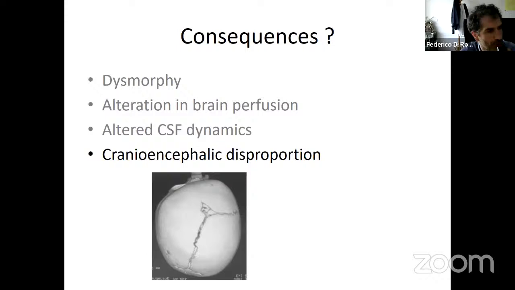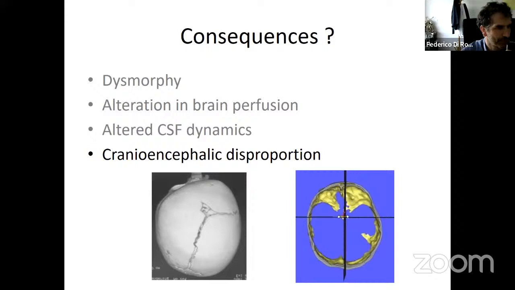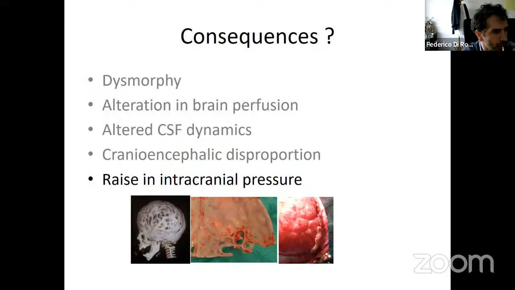So there might be a problem of compression, a problem of disproportion between the size and volume and the compliance of the skull for the brain underneath. And this will be translated by a modification also in the pressure inside. So if we record the pressure in these children, you can have a raise in the intracranial pressure. You can see the effect of the raised intracranial pressure by what is called the honeycomb appearance.